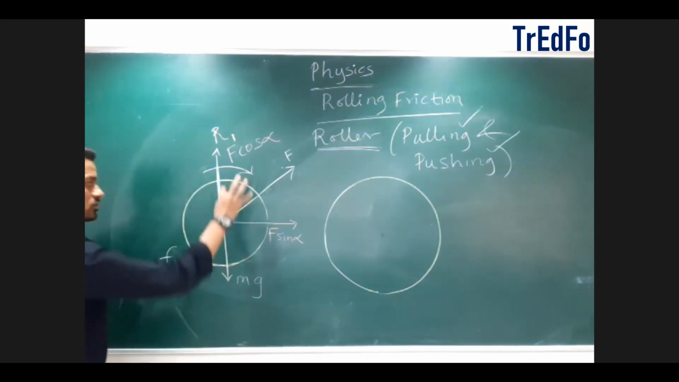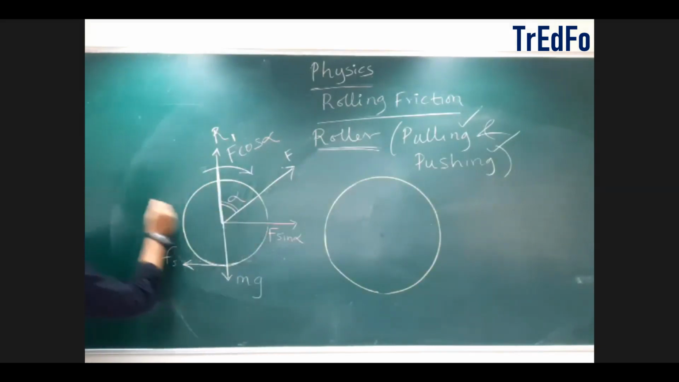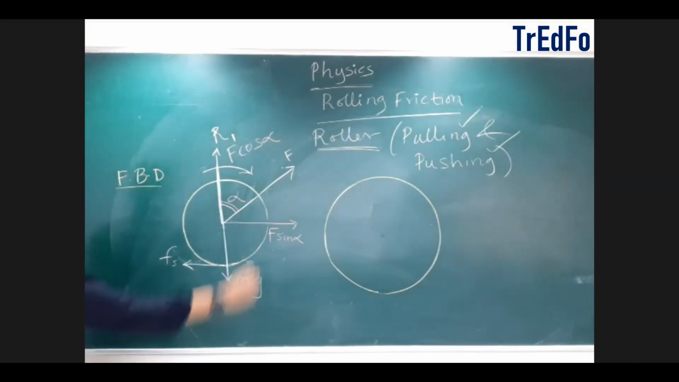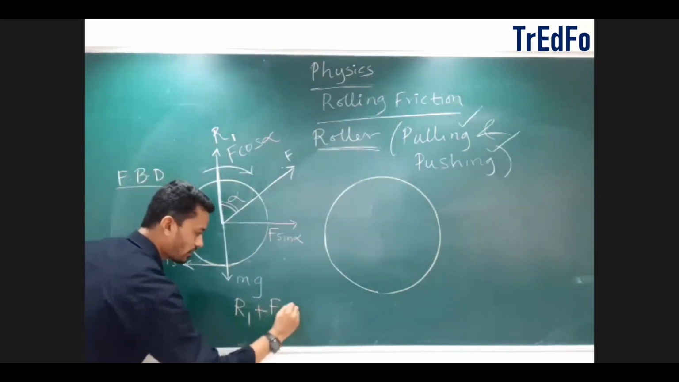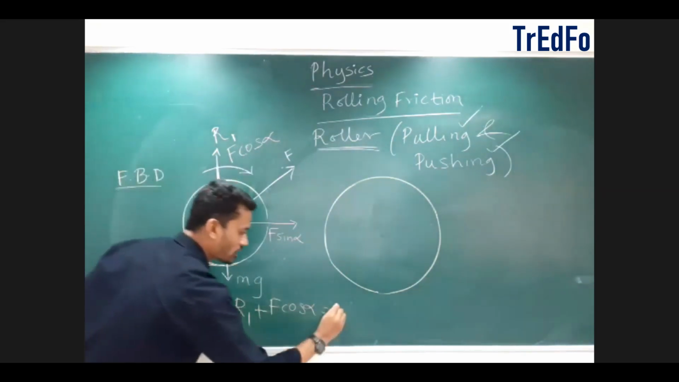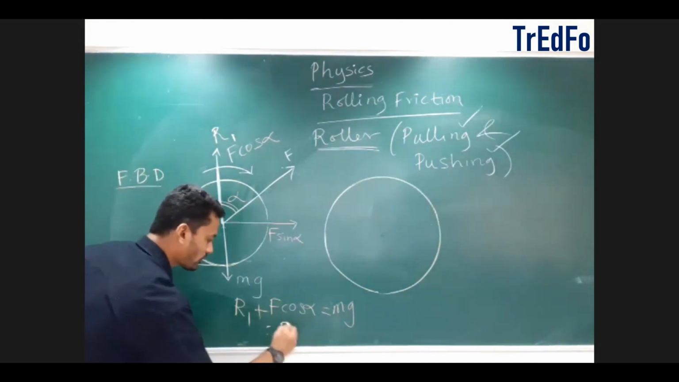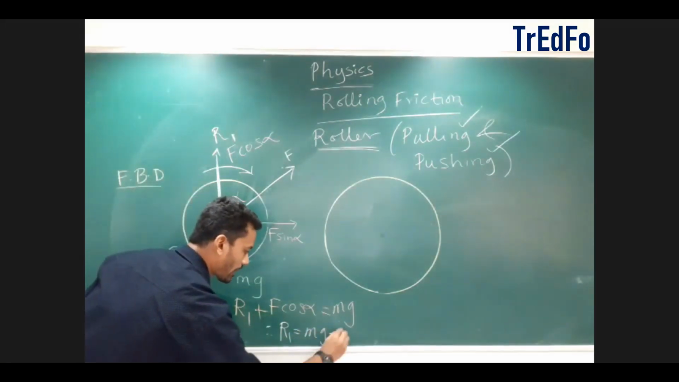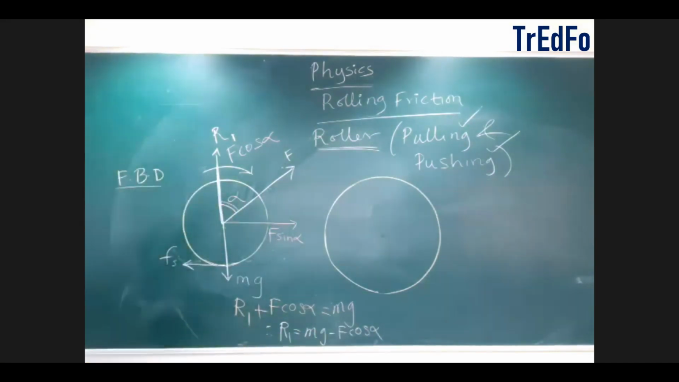You should draw a free body diagram for this also, but I have drawn the diagram. In the exam, you will draw a diagram and a free body diagram somewhere here showing all these components. So R1 plus F cos alpha will be equal to mg. At any point, these two forces will be balancing each other. Therefore, what will be the value of R1? It's mg minus F cos alpha. So I get R1 over here.